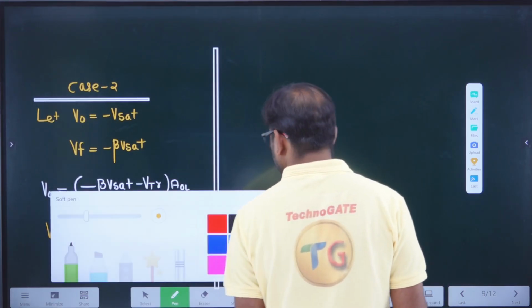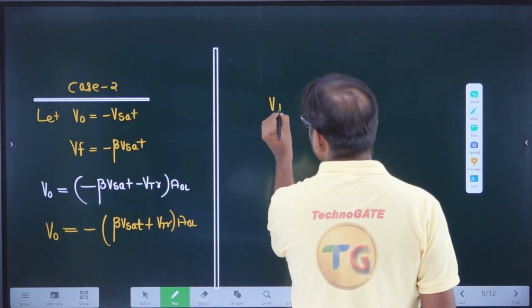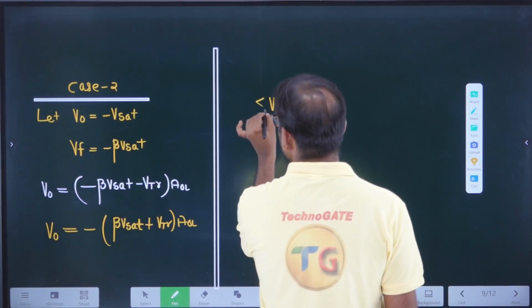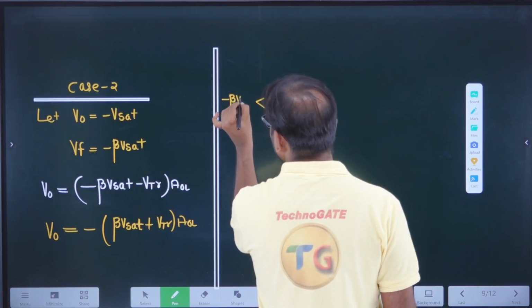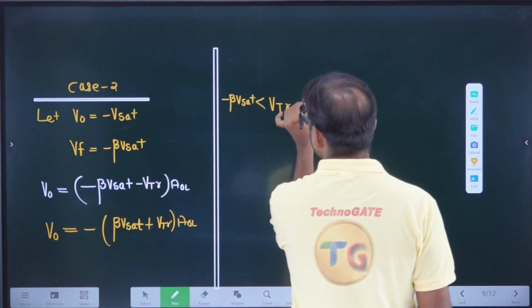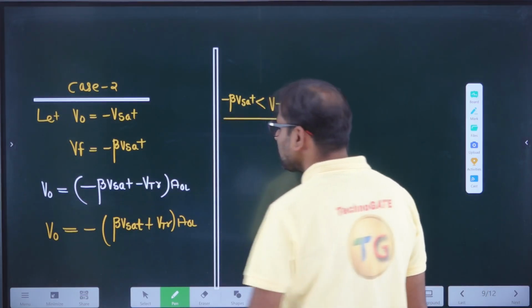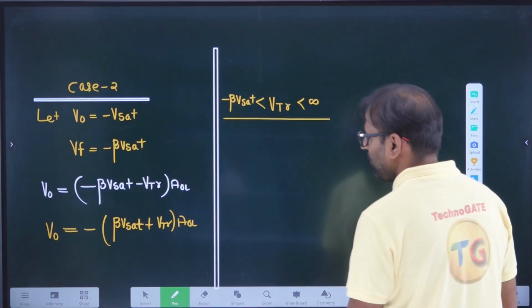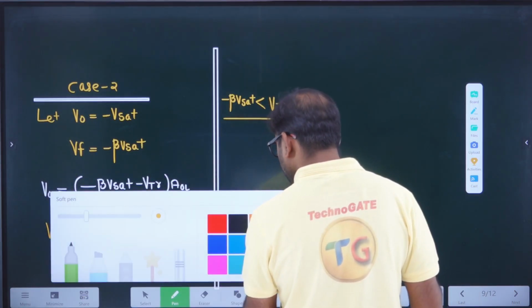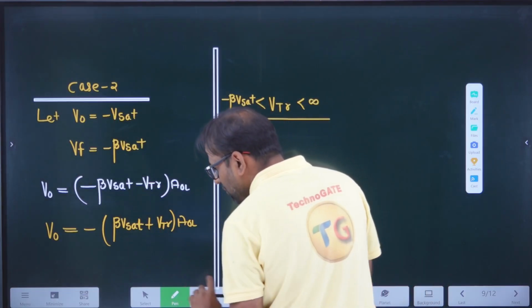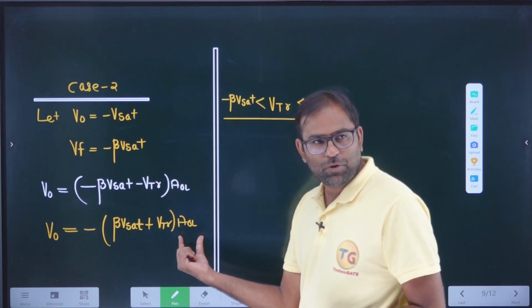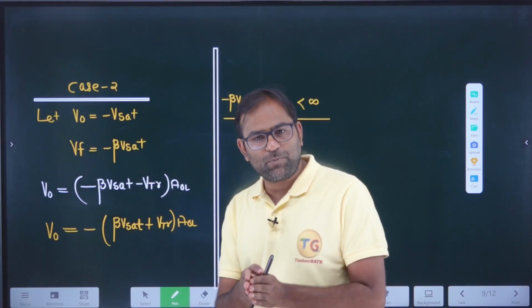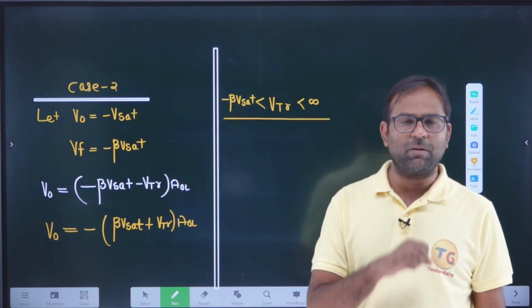So can I say, if VTR, the trigger voltage, lies between minus beta into V saturation to infinite, then can I say this whole number will be positive? If this whole number is positive, AOL is also positive. The product of two positive numbers is positive, and whenever it is multiplied by a negative, the whole number is negative.